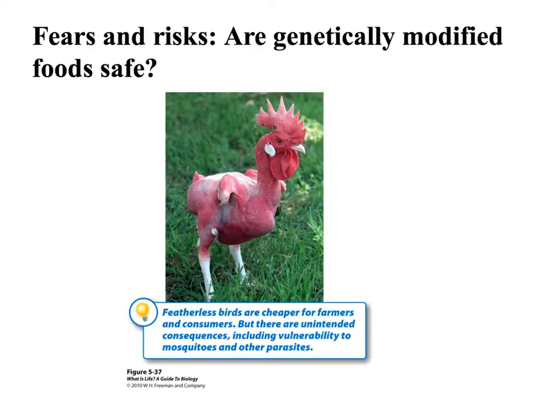It's important to note, though, that GMOs produced with new biotechnologies are not the only ones that have had problems. This featherless chicken was bred using artificial selection. The bird was bred to be cheaper for farmers to raise and therefore cheaper for consumers to buy. Because of the lack of feathers, this bird does not produce as much dust or as many mites that cause respiratory issues in caretakers either. However, there were unintended consequences for this poor bird.